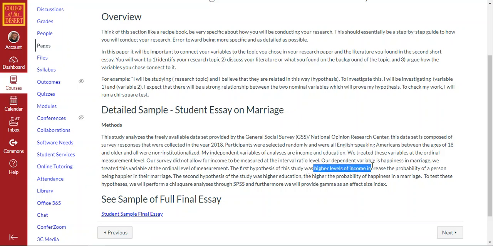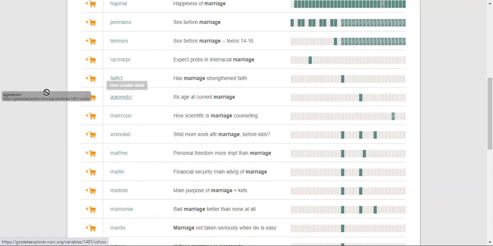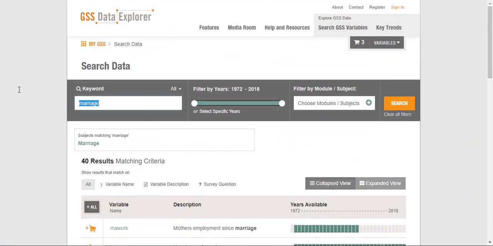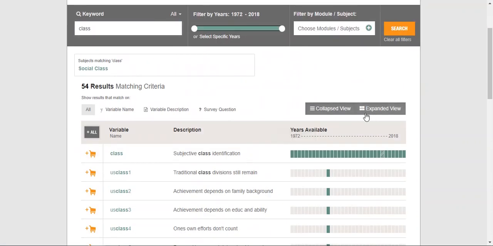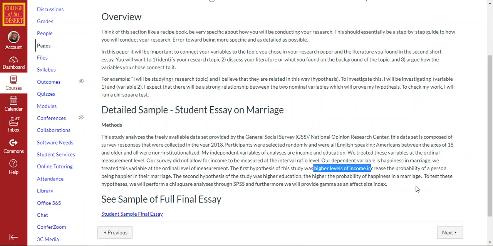Higher levels of income. So this one could also be, I would argue, the same thing as using the class one. So she used this variable, and she might also have used the class one that we searched for before. So for instance, searching for class, here you can see that one, expanded view, subjective class identification. So those are the two she talked about.